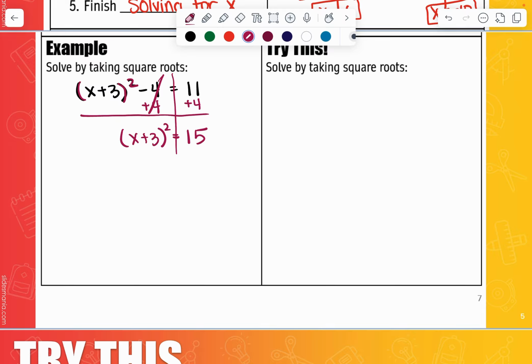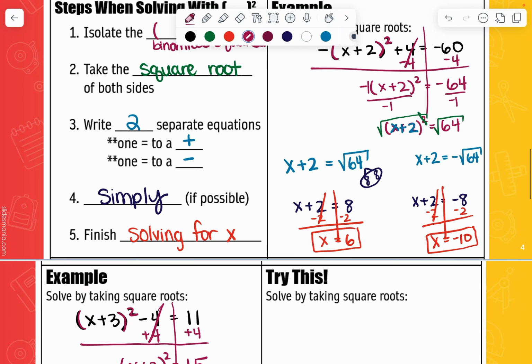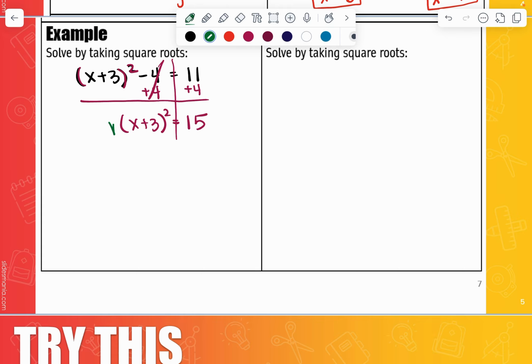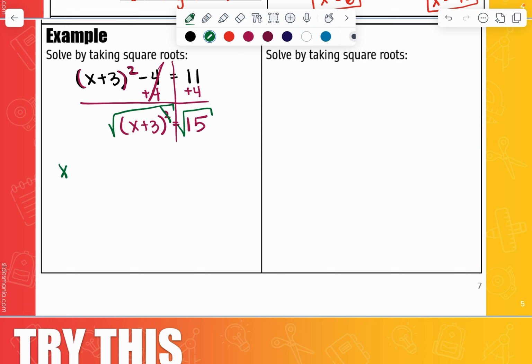Step 2 is we are going to take the square root of both sides. We are going to do that so that we can cancel out this power of 2. That leaves us with just x plus 3 on that side with no more squared. When we do that, we will always get 2 solutions, one of them equal to the positive and one of them equal to the negative. So we have square root of 15 and negative square root of 15.